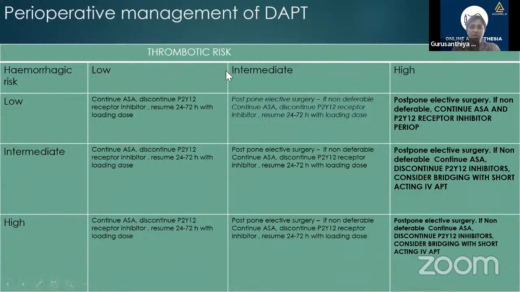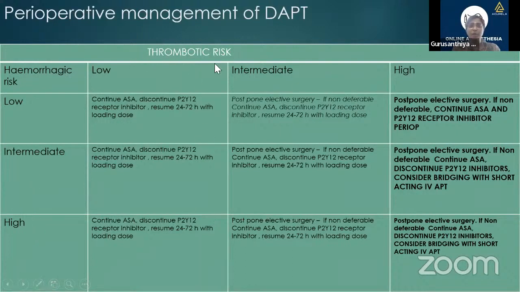If the thrombotic risk, as you can see, is intermediate, again, if it's an elective surgery, you postpone the surgery for more than 1 year. But if it's a non-deferrable surgery, you continue aspirin and withhold P2Y12 inhibitors and resume within 24 to 72 hours following a loading dose. And it happens so for any hemorrhagic risk which can happen.